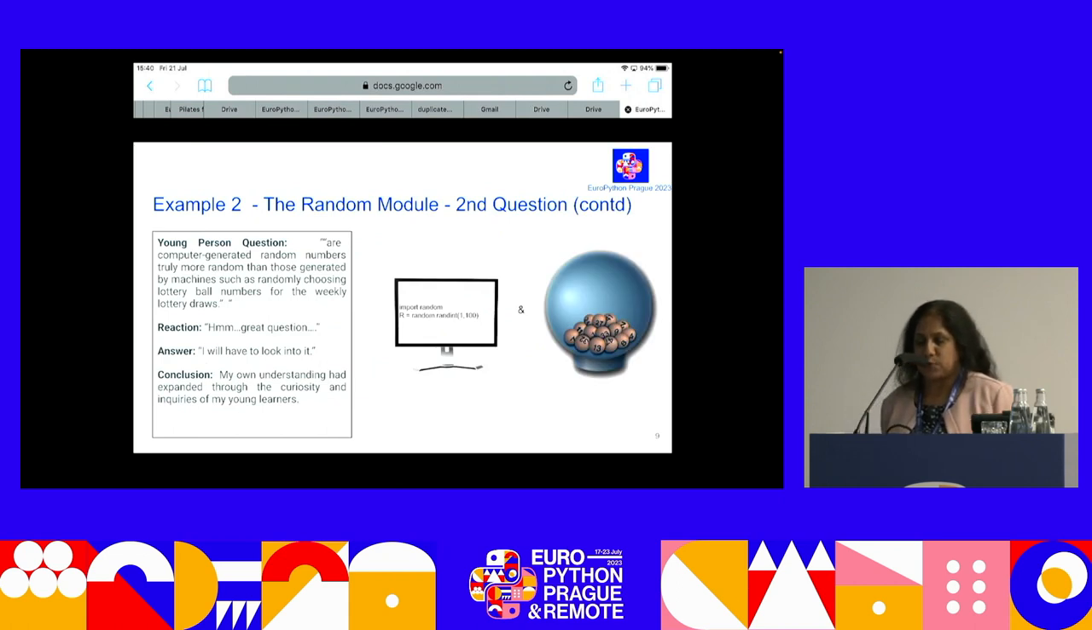Another student's fascination with randomness took our discussions to another level. They questioned the very nature of randomness and asked, are computer-generated random numbers truly more random than those generated by machines, such as randomly choosing lottery balls for the weekly lottery draws? This then led the student to create a poster on the concept of randomness and discover an intriguing website on the subject of randomness from MIT. And it was at that moment that I realized how much my own understanding had expanded through the curiosity and the inquiries of my young learners.